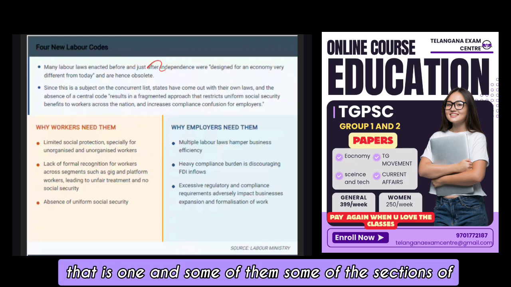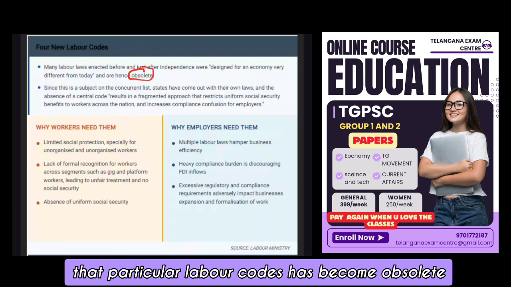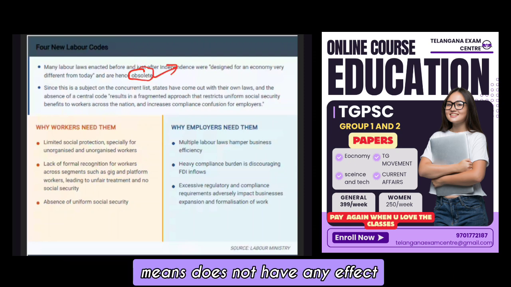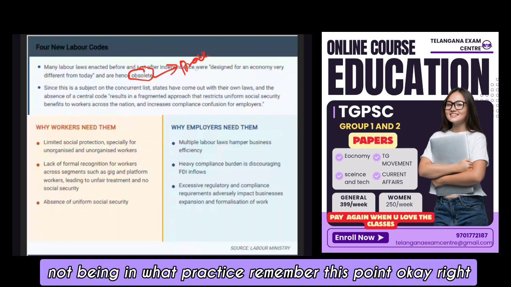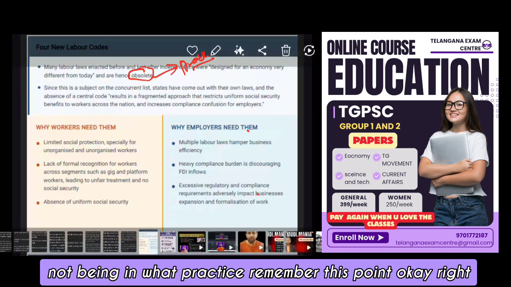That is one. And some sections of those labor codes have become obsolete, meaning they do not have any effect and are not in practice. Not in what? Practice. Remember this point.